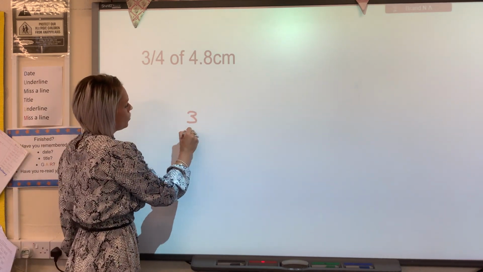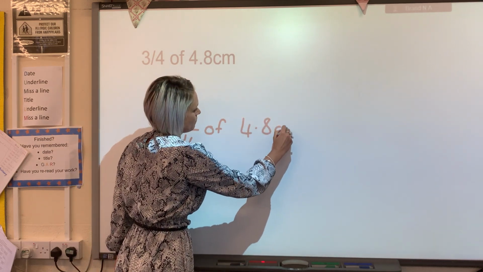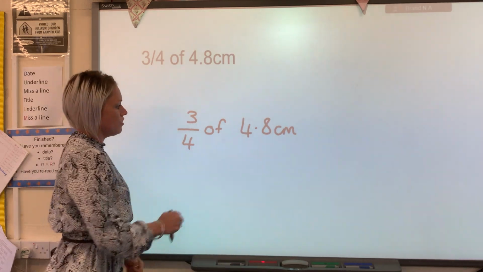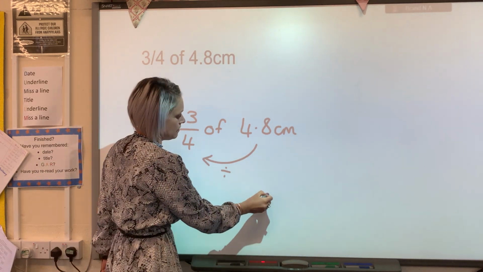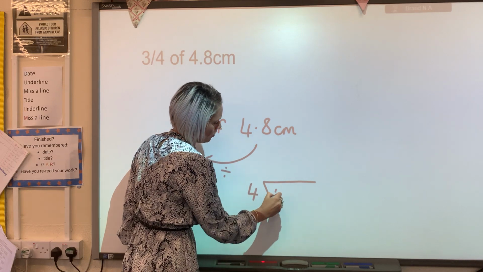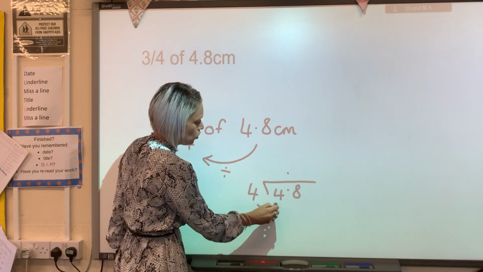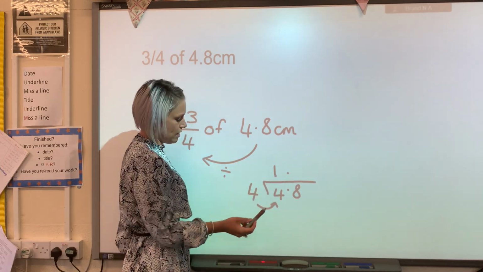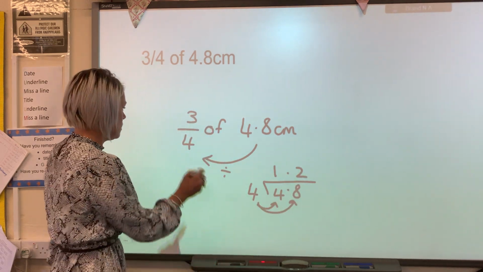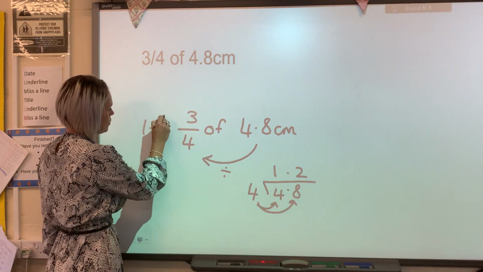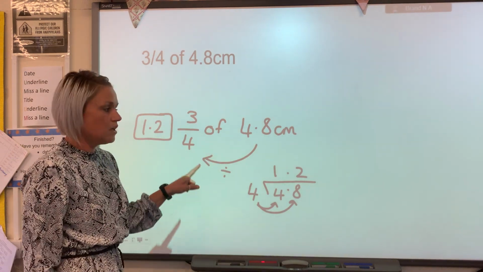So 3/4 of 4.8 centimetres. Now, you might not know what the answer is here in your head, so let's divide it. So 4 into 4.8. Remember, your decimal has to still be there. So 4 into 4 goes 1 with no remainders. 4 into 8 goes 2 with no remainders. So I've got 1.2.